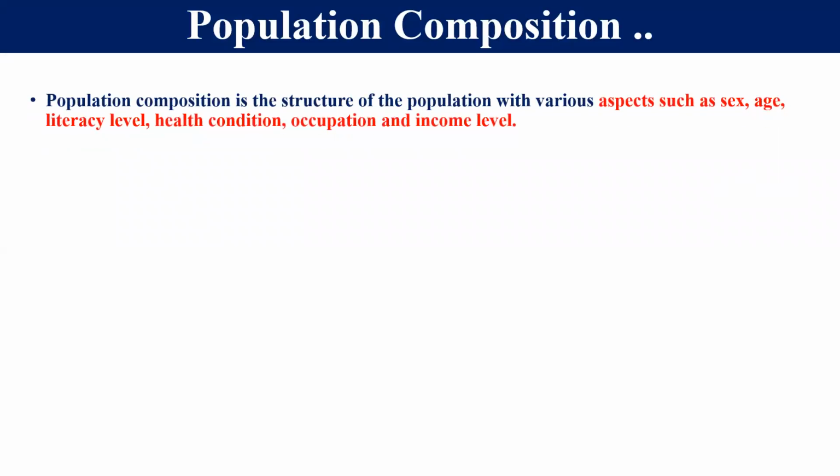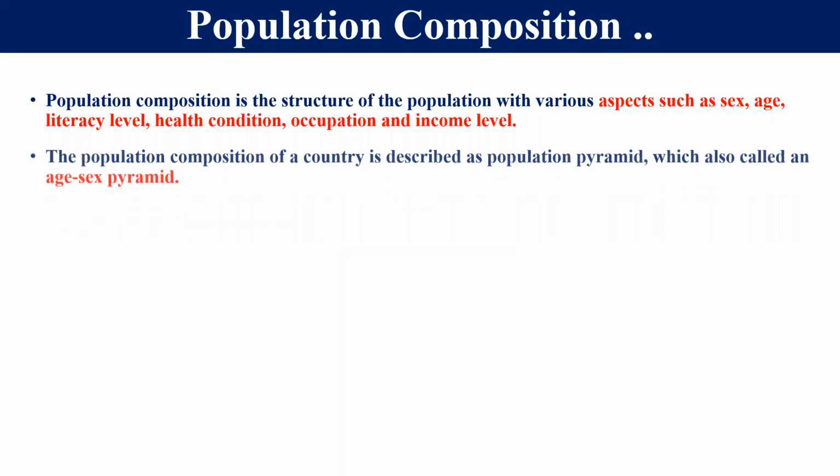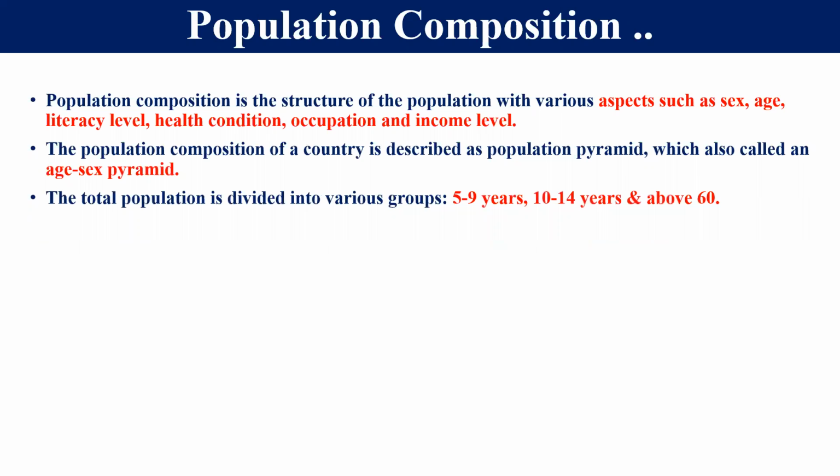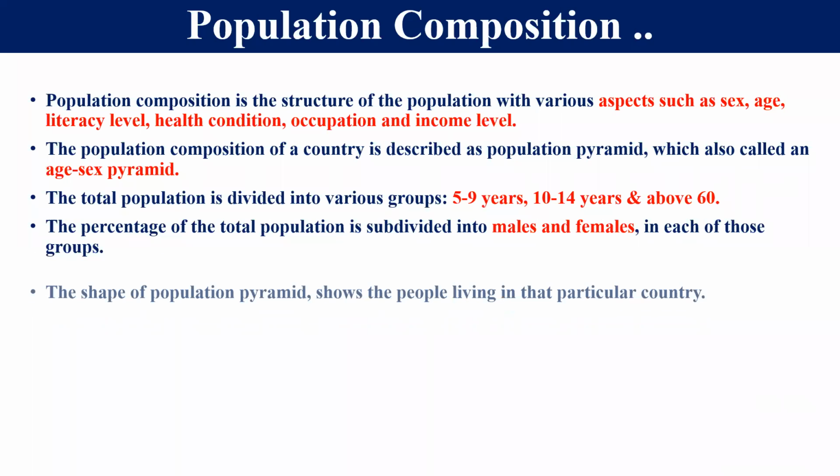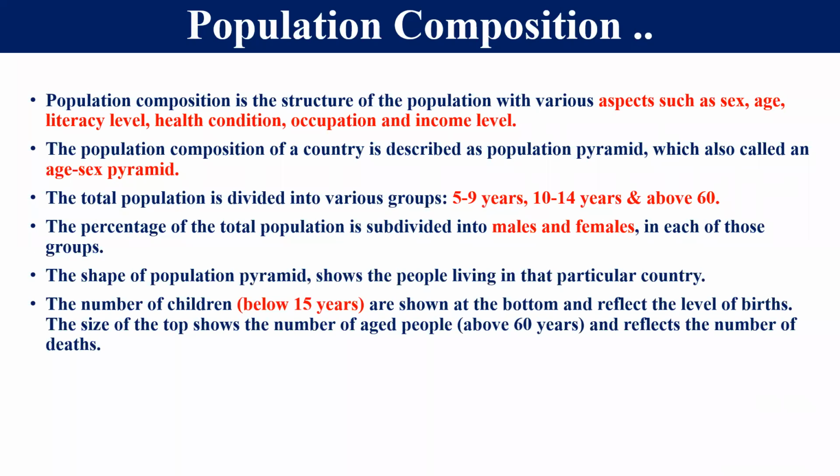Right, friends? Now let's discuss the population composition. It is most important. Population composition is the structure of the population on different bases, like the sex ratio, which means the number of females per 1,000 males, age group, literacy level, health condition, occupation, and income level. So we must discuss these things also. The population composition of a country is described by a population pyramid, which is also called an age-sex pyramid.